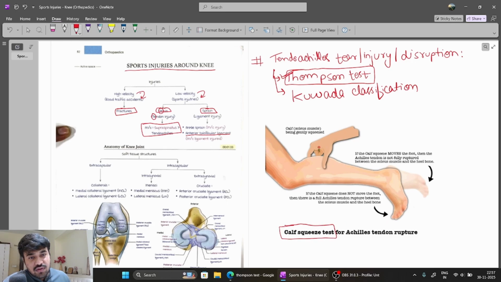That is, on squeezing the calf, which comprises mainly the bulk of the soleus muscle, if there is plantar flexion of the foot, that means the Achilles tendon is okay. But if there is no plantar flexion even after compressing the calf, that suggests that the Achilles tendon is ruptured. That's why the foot is not moving. That is, the foot is not showing passive plantar flexion on compressing the calf muscles, right? So that completes the first topic.